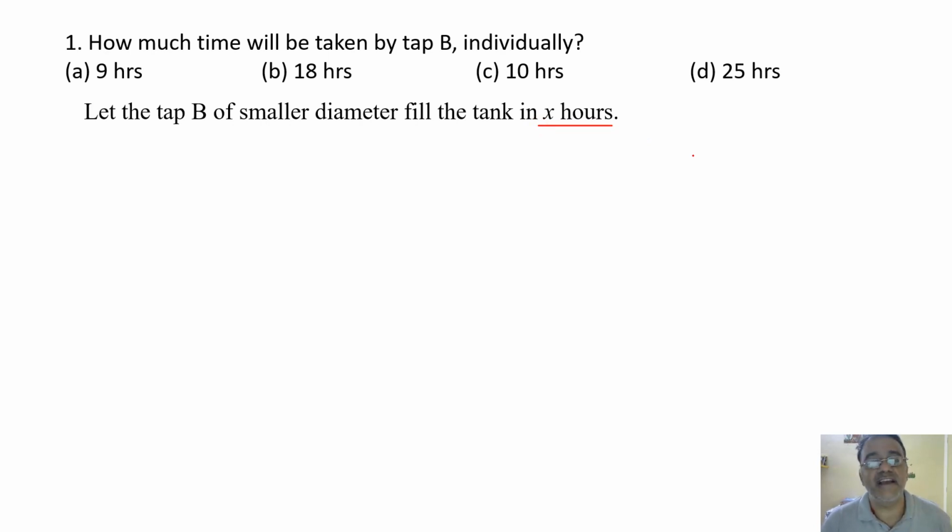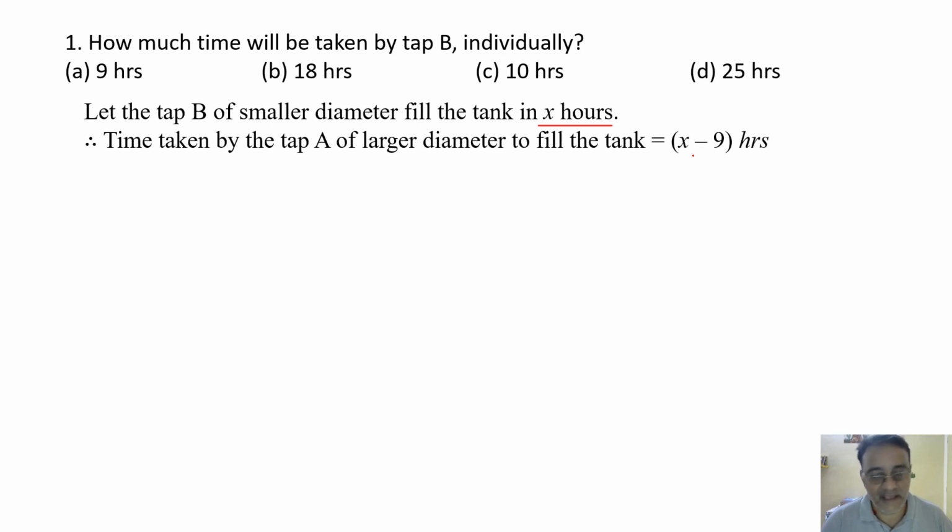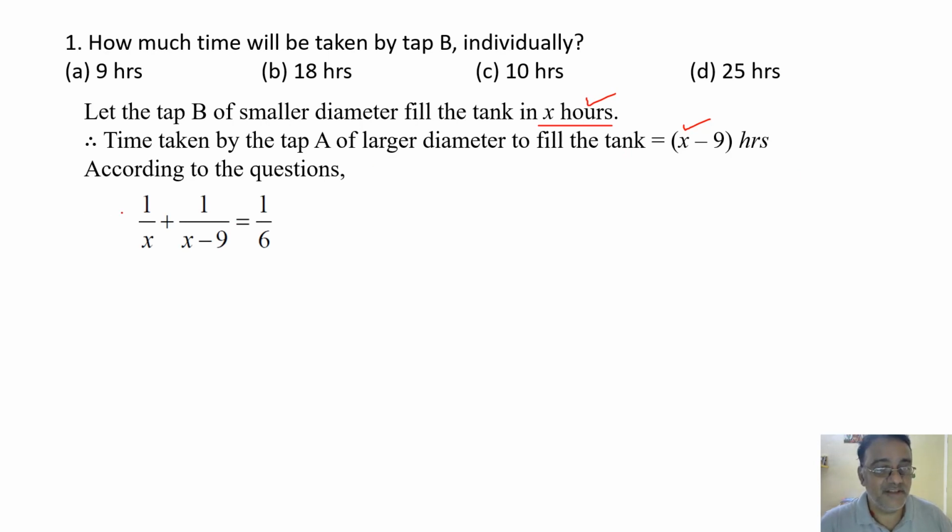So it will become x minus 9 for tap A. Okay, so according to the question, if both taps are open, then they will take 6 hours together. So the 1 hour work of this is 1 upon x, of this is 1 upon x minus 9, and for 6 hours, the 1 hour work is 1 upon 6. So according to the question, we are getting this. Is this equation clear?